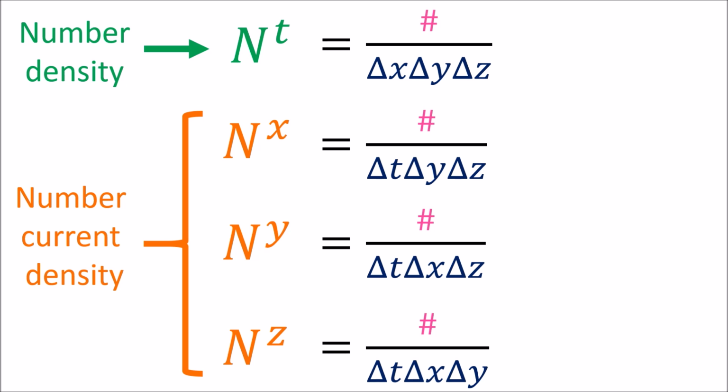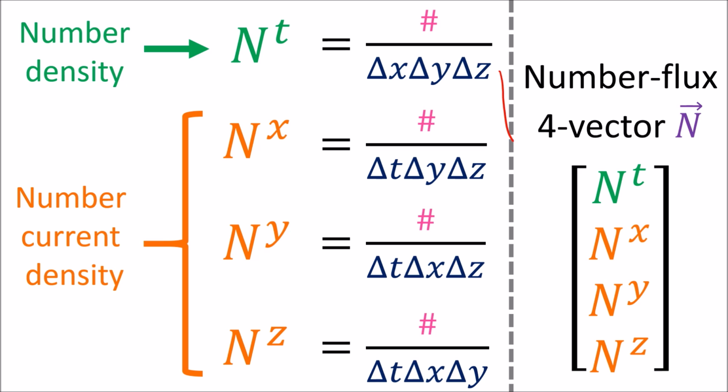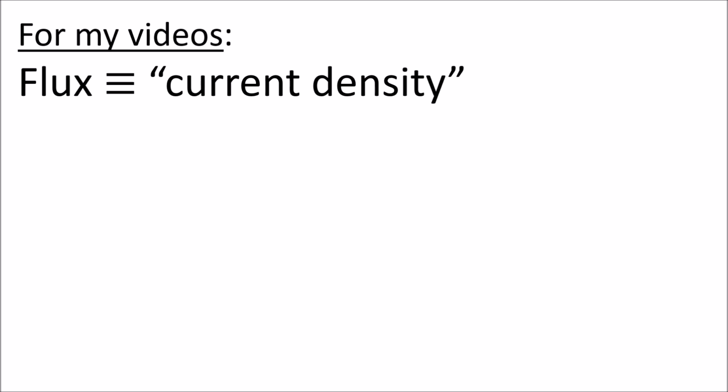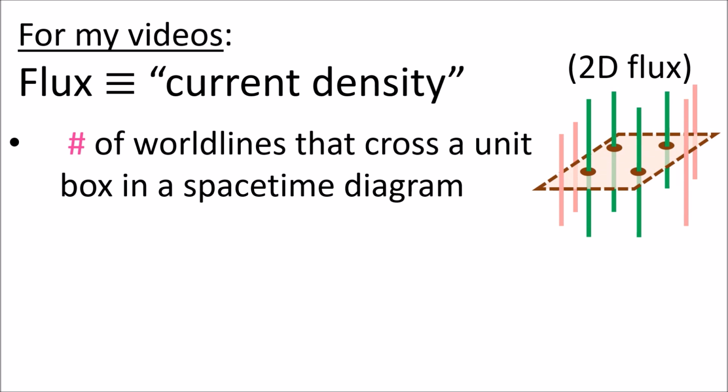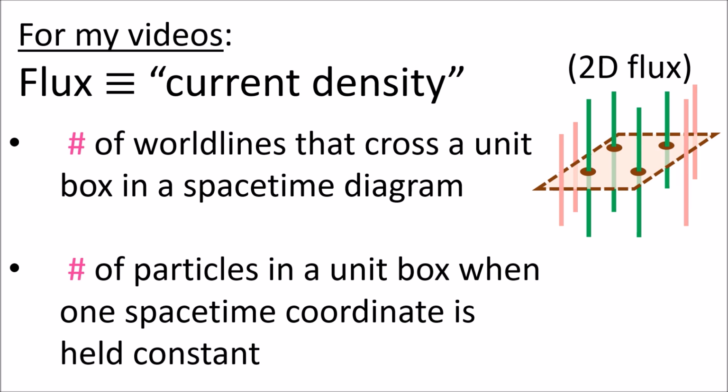All 4 of these quantities are measured by counting the number of particles in a 3D box in spacetime, and they make up the 4 components of the 4 vector that we call the number-flux 4 vector. For the purposes of this video, the word flux means the same thing as current density. Different areas of physics might define the word flux a little bit differently, but for this video, the word flux just means the number of world lines that cross a unit box in a spacetime diagram. Or in other words, it's the number of particles inside a box when we hold one of the spacetime coordinates constant.